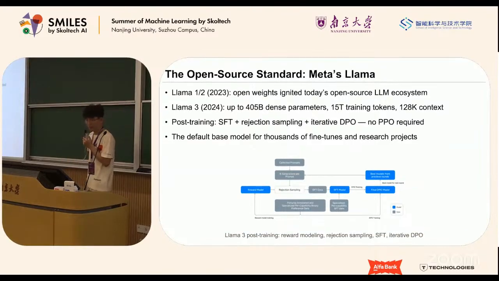Meta's Llama family has established itself as a key open source standard. The release of Llama 1 and Llama 2 accelerated the open source ecosystem. In 2024, Meta released Llama 3, which scaled up to 405 billion dense parameters, trained on 15 trillion tokens with a 128,000 context window. Its post-training pipeline utilizes supervised fine-tuning, rejection sampling, and direct preference optimization (DPO), avoiding the need for complex PPO training.